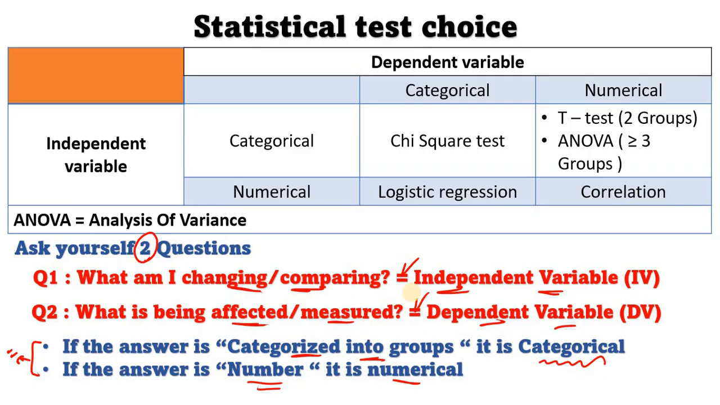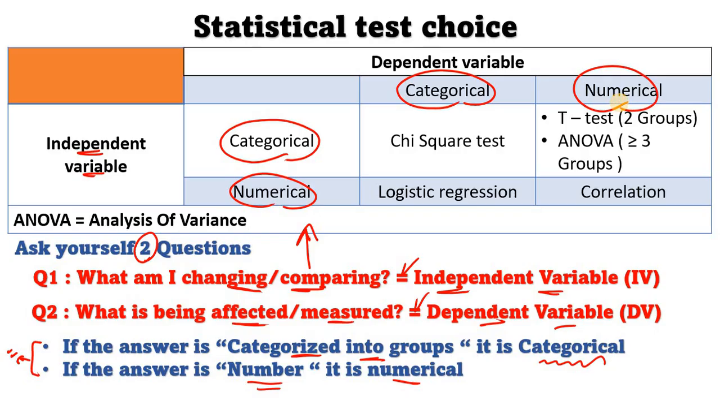And if you detect these variables, it's quite easy to choose the type of test. According to this table, if you put the data in the right place, you will master and choose the test right. The independent variable, which is what is being changed or compared, can be expressed as categorical data or numerical data. The same for the dependent variable. What's being affected or measured can be expressed as categorical or numerical.